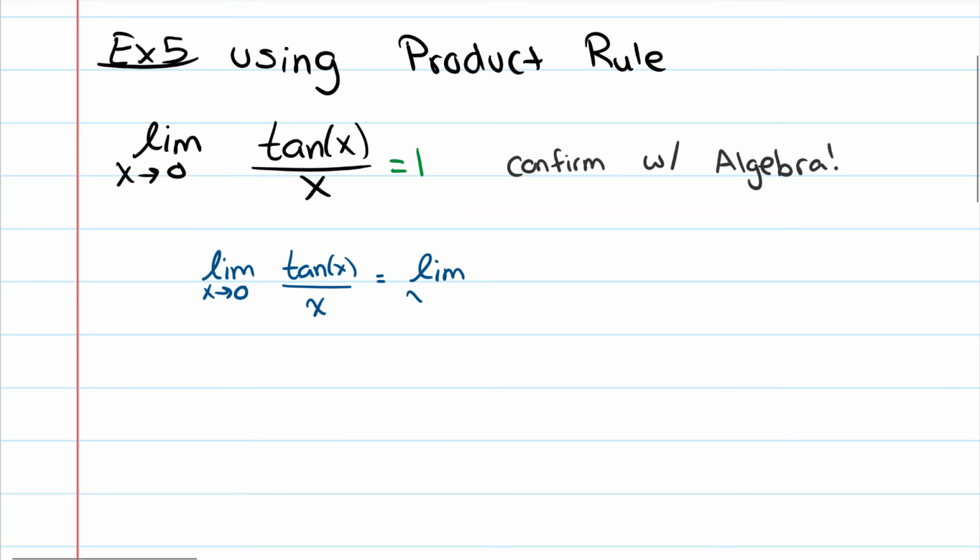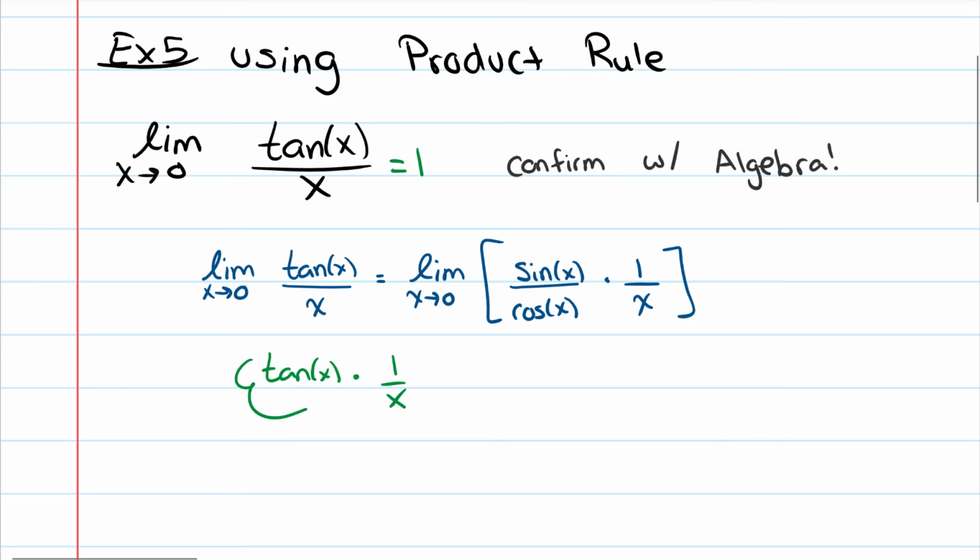The limit as x approaches 0. Now recall what tangent is. Tangent is sine of x over cosine x. And then you multiply that by 1 over x. Now this came from the fact that this is tangent times 1 over x. So I just broke up the tangent.